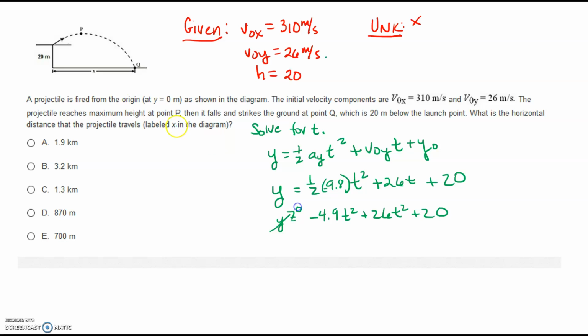Y is 0. Our final point is going to be 0 because we're on the ground. So this becomes a quadratic equation. And I'll just show you how I plugged it in. So solving for time, the quadratic equation is something hopefully you guys are familiar with.